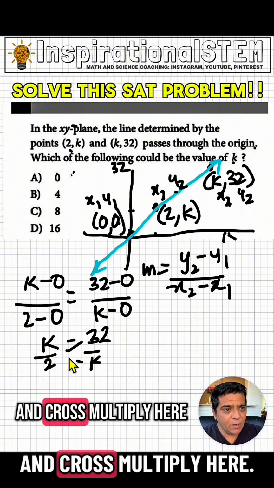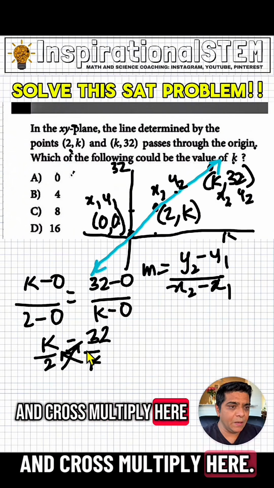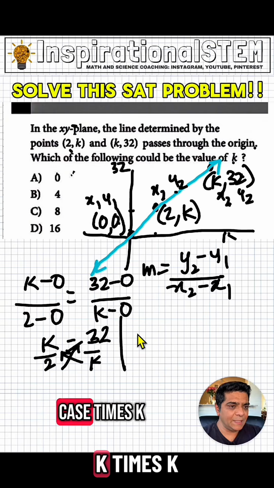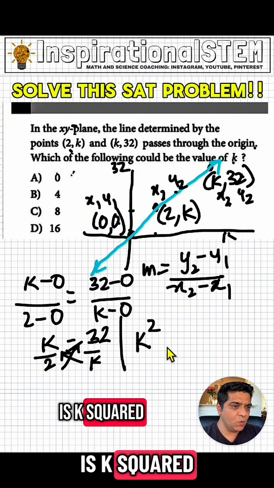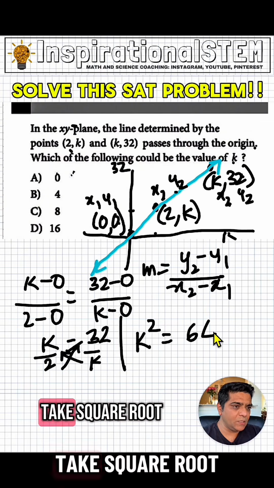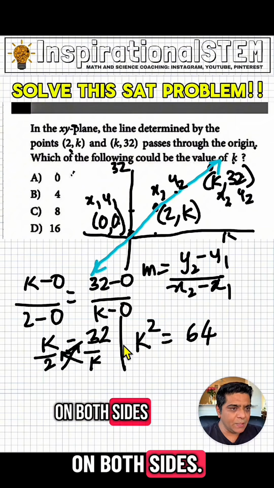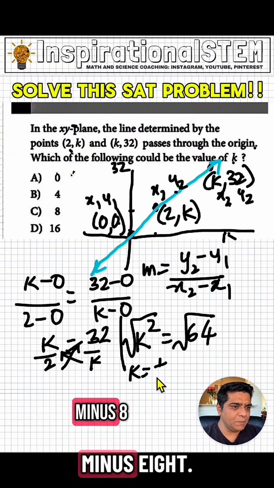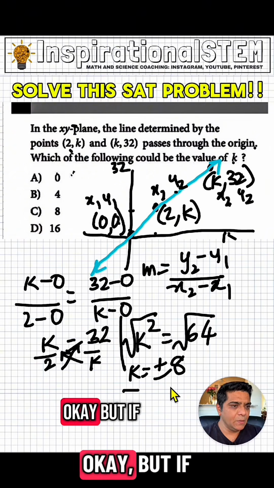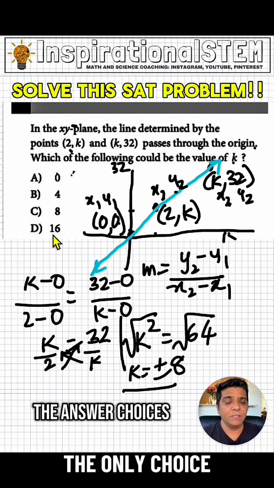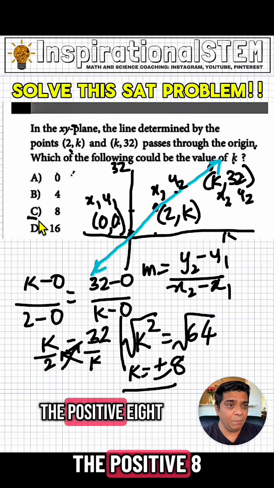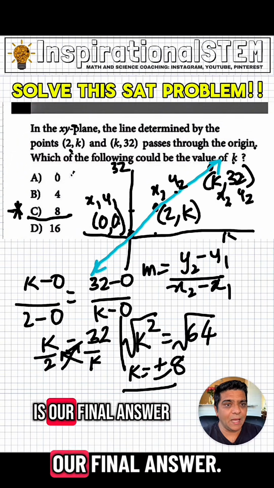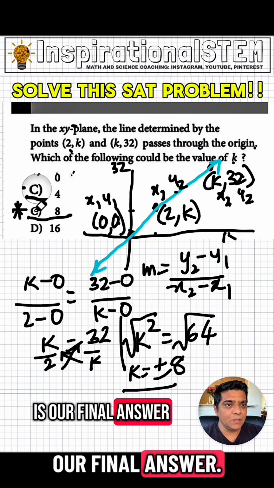Let's go ahead and cross multiply here. So we have 32 times 2 is 64, and we have k times k is k squared equals 64. Take the square root on both sides. If we do that, we get k equals plus or minus 8. Okay, but if you look at the answer choices, the only choice that's available is the positive 8, and the negative 8 is not available as a choice. So that is our final answer.